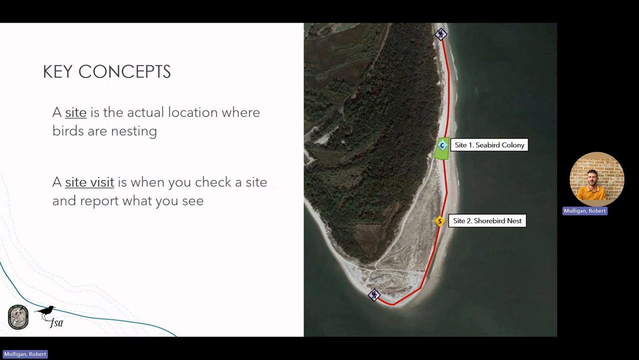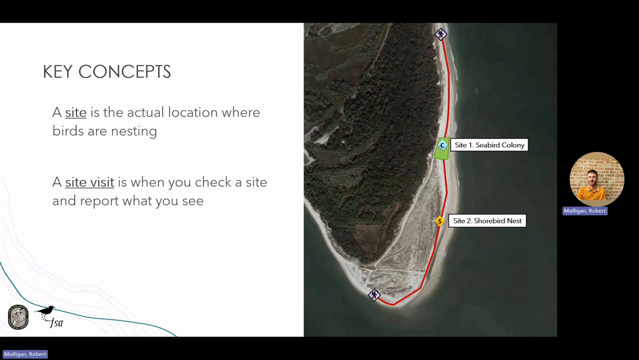A site is the physical location where the birds are nesting. Remember that seabirds and shorebirds have different nesting strategies. This is reflected in how we collect data. Shorebirds typically nest individually, so each shorebird nest is considered a site. Seabirds typically nest together in colonies, so each individual colony is considered a site.